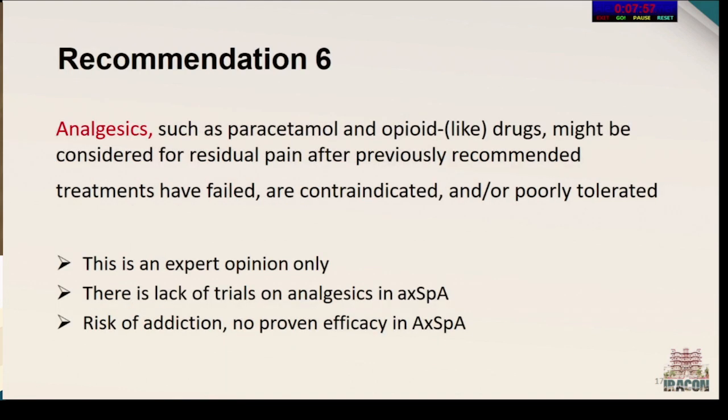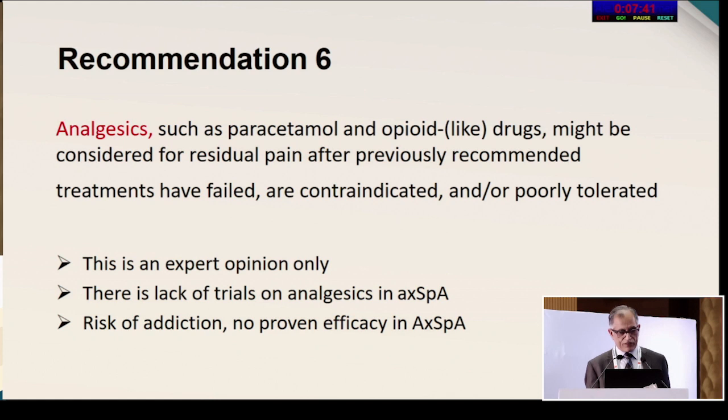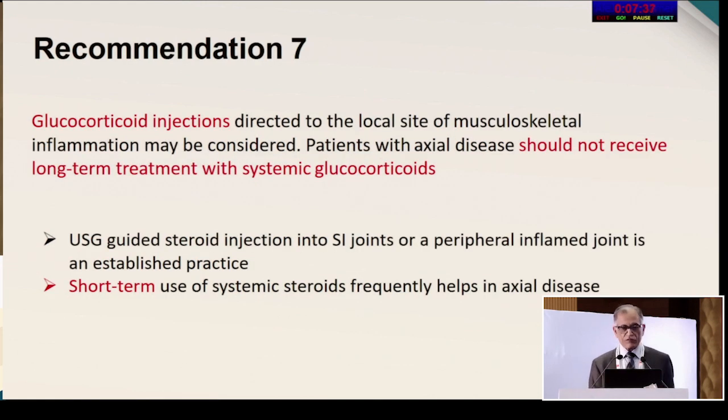The sixth recommendation is that analgesics also have a role, but this is an expert opinion only. Patients who continue to have pain despite all your efforts. It's an expert opinion. There is lack of trials on analgesics in axial SPA, and there is a risk of addiction as well. Seventh recommendation, glucocorticoid injections directed into the local site of musculoskeletal inflammation may be considered.